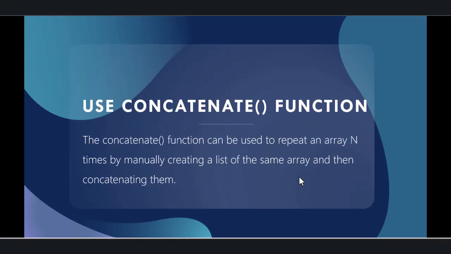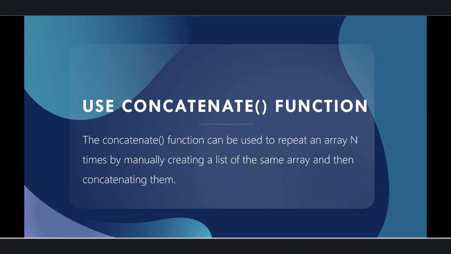Now we'll go for the last method, that is using the concatenate function. The concatenate function can be used to repeat an array n times by manually creating a list of the same array and then concatenating them. You may have seen in the previous examples, the result which we got was in the form of a list. But we didn't define that list anywhere. But here we need to create the list manually and then it will concatenate.